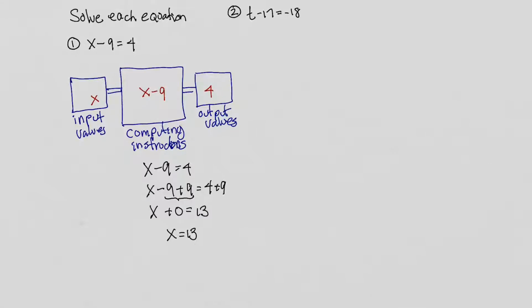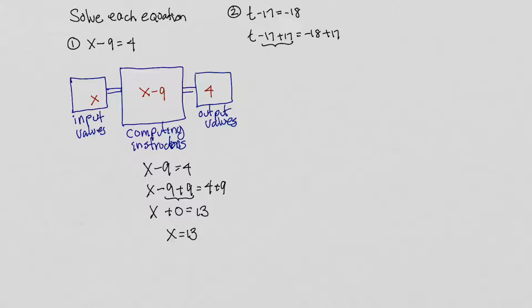Here in problem 2, we're going to take some number, we're calling it t, it's unknown to us right now, but we're going to take that number and subtract 17, and that's going to give us negative 18. So what we did is we took some number, subtracted 17, that took us over here, so why don't we undo the subtraction with its opposite operation, which would be an addition. So we're going to take that t minus 17, we're going to add 17, that'll give us negative 18, and then add 17 to that side.